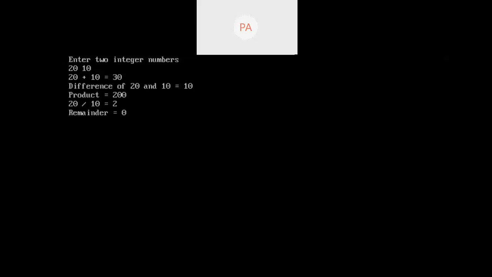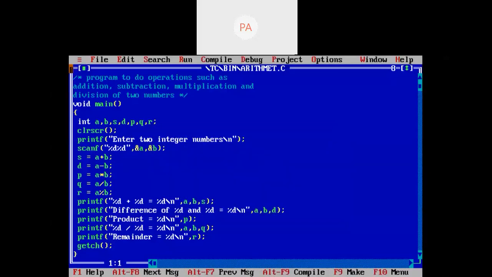So this is a simple program where we use all the arithmetic operators and try to find out the values. You can note down this program. When you write the variables, as much as possible, try to write them in a shorter way.